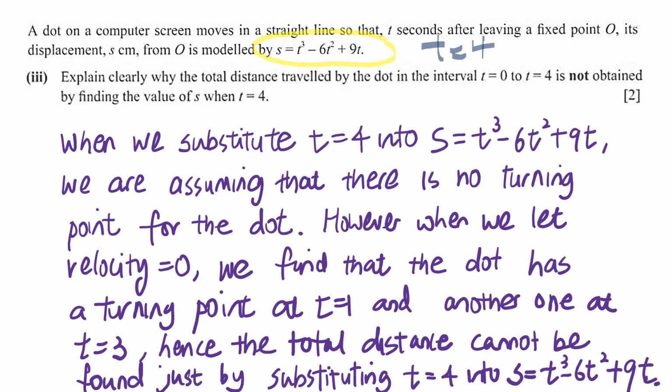The explanation is on the screen, I'm just going to read it out. When you substitute t equals 4 into the expression for displacement, we're assuming that there's no turning point for the dot, that the dot travels in a straight line. But when we let velocity equal 0 in part 1, we find that there are actually two turning points: at t equals 1 it makes a turn, and another at t equals 3. Hence the total distance cannot be found just by substituting t equals 4 into the expression for displacement.